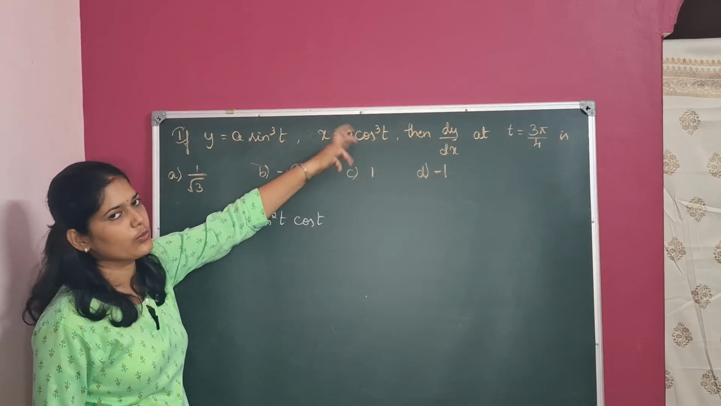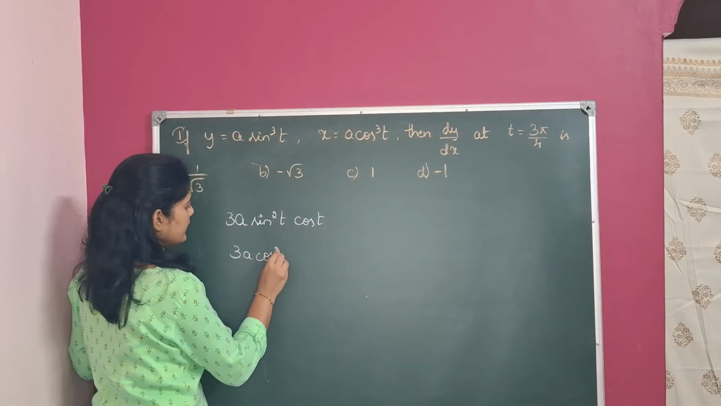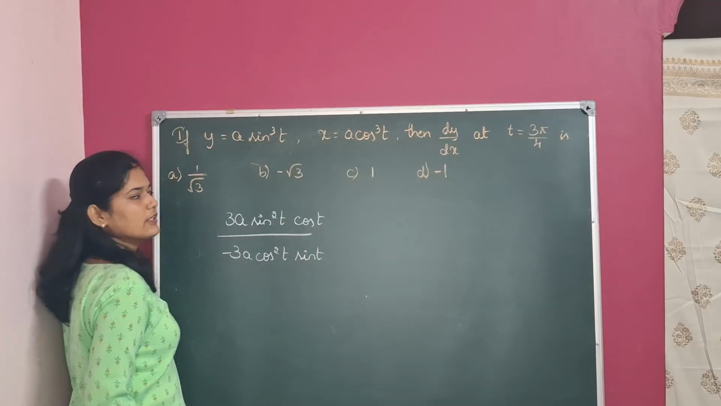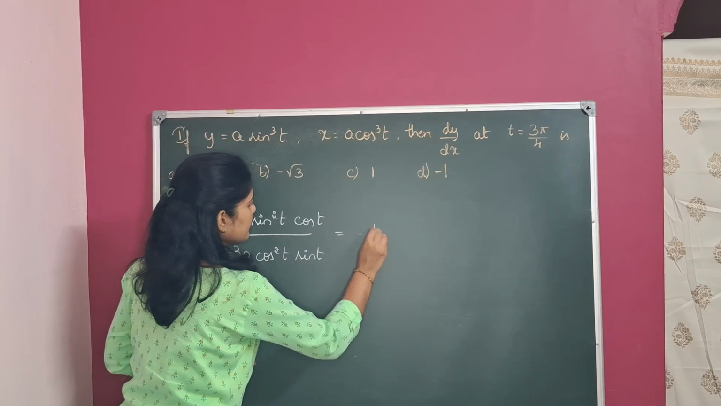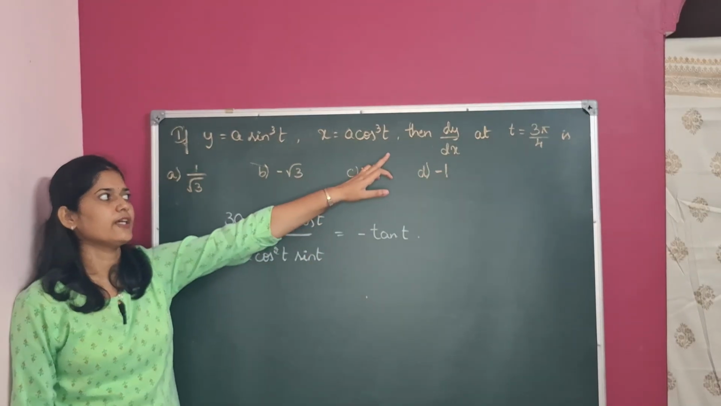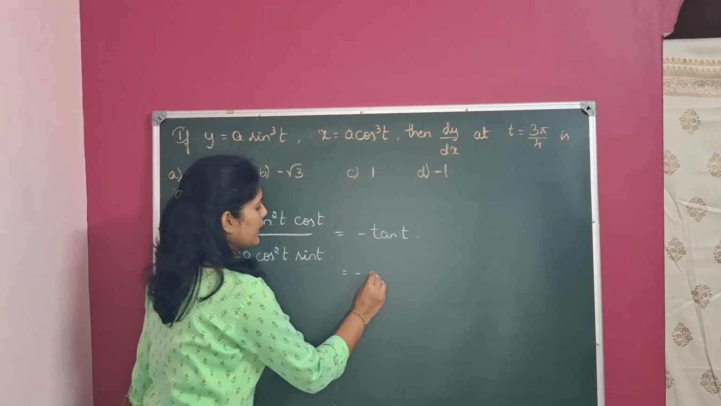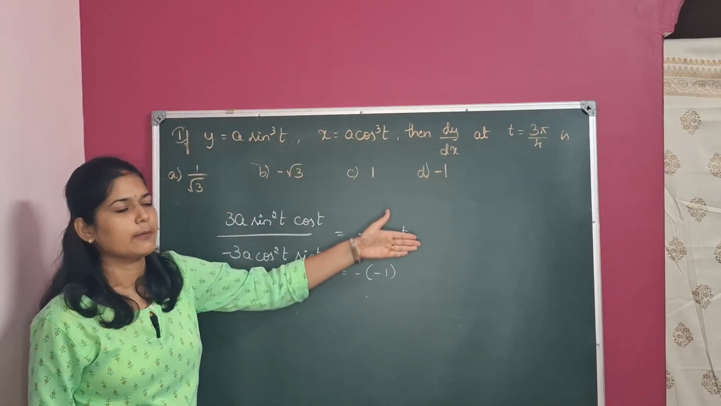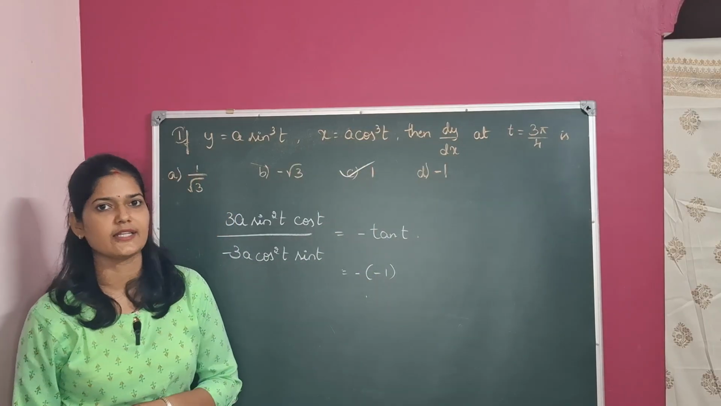If we differentiate x with respect to t, it will be 3a cos square t into minus sin t. Therefore, this is the value of dy by dx. If we simplify this, this is nothing but minus tan t. We have to find dy by dx at t equal to 3 pi by 4. If we substitute t equal to 3 pi by 4, tan 3 pi by 4 value is minus 1. Therefore, the answer is minus of minus 1, which is plus 1, that is option C.